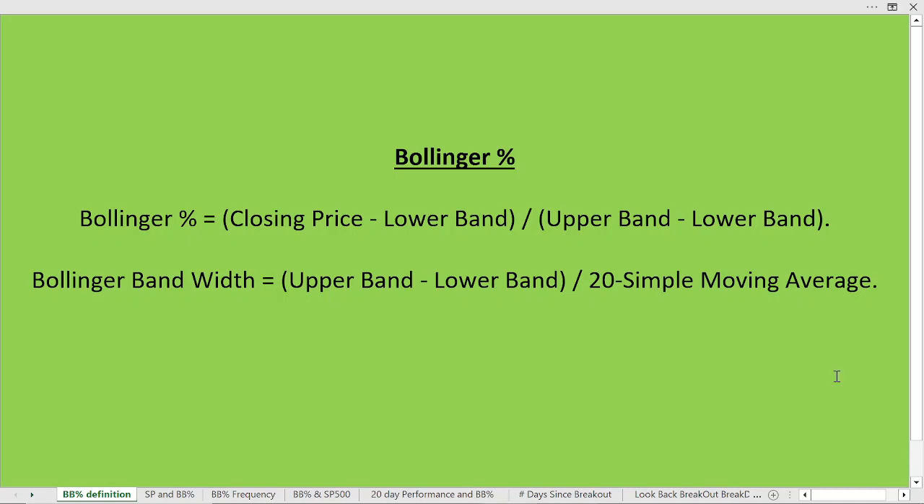Welcome back. Today we're going to consider two technical indicators. One you may have heard of, and one is one of our own creations. First off, it's the Bollinger Band percentage indicator.